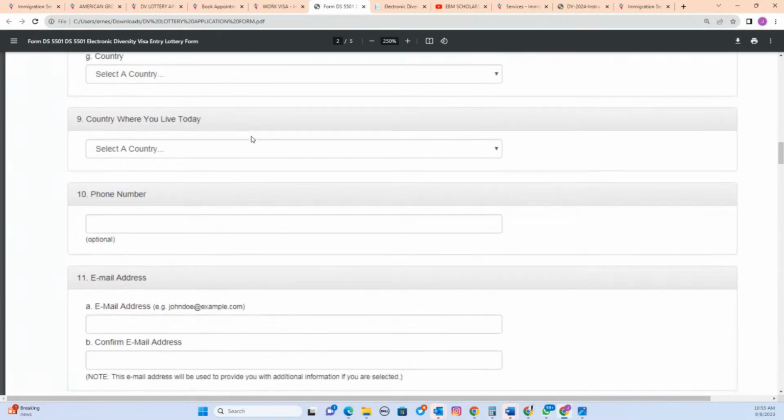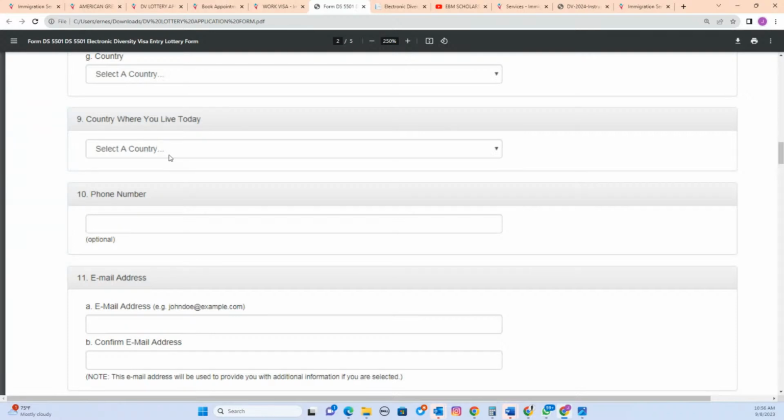Then it comes to the country where you live today. This is important. Some people think that if they put the country where they live today, it will help them to win. No. If you are from, let's say, Uganda, and you say you live in Kenya, you think that by putting Kenya you are going to win. Or someone lives in Liberia, for instance, and thinks that by saying I live in the US, I'll win. The location where you apply, where you live today, has nothing to do with it.